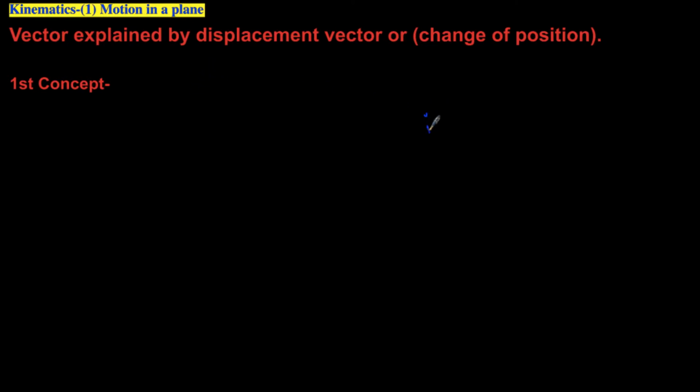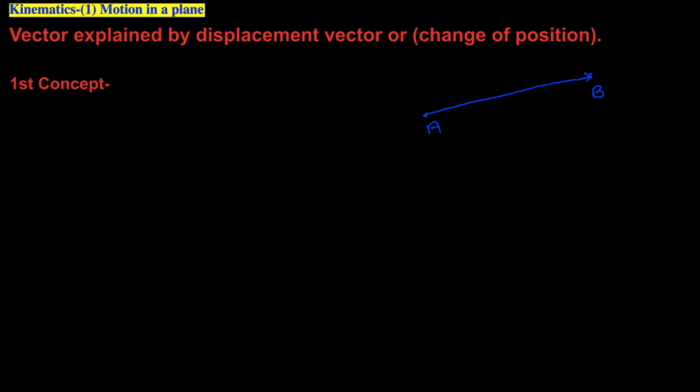Suppose we are going from A to B. So from A to B, we have changed our position. From A position to B position, we have changed our position. And in which direction will I go so that I cover the minimum distance? From A to B, I will go in this direction, then I will cover the minimum distance.